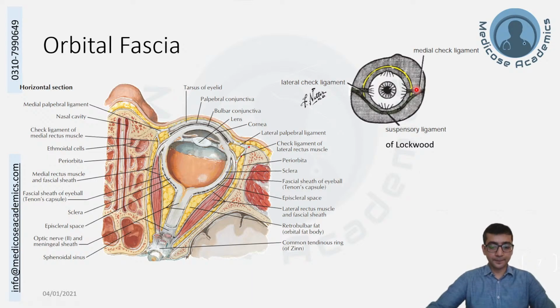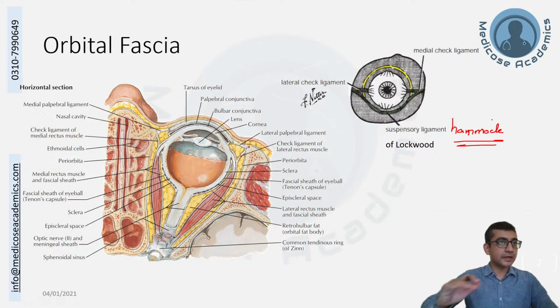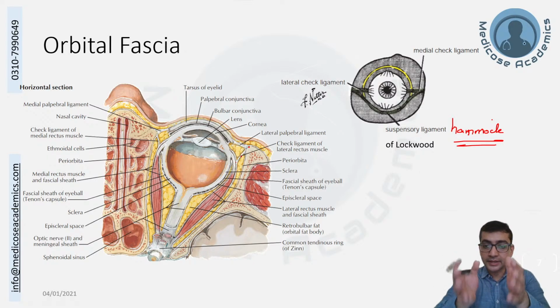It is the hammock that suspends the eye. And it is so important in sustaining the weight of the eye. It is the one that keeps the eyeball in its normal place. The eyeball is not there due to the inferior wall of the orbit. It is there due to the suspensory ligament of Lockwood.